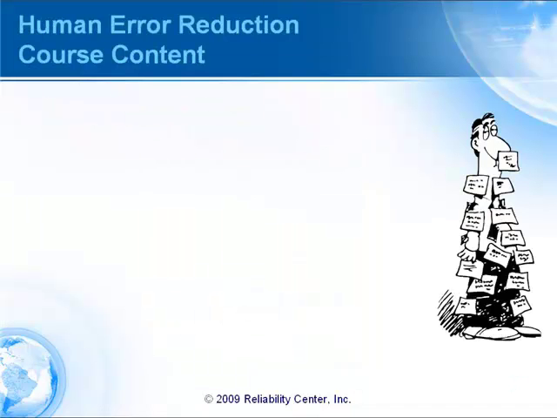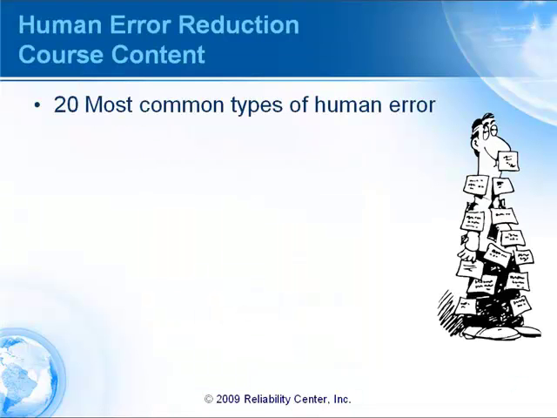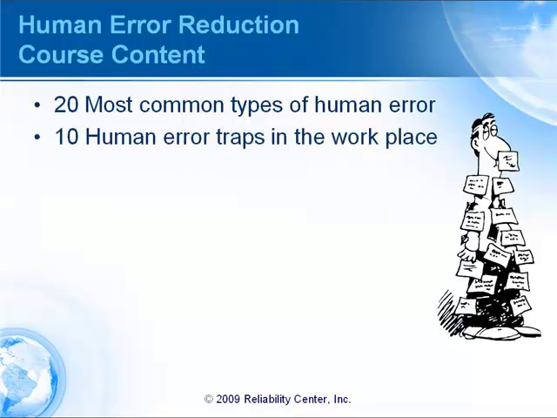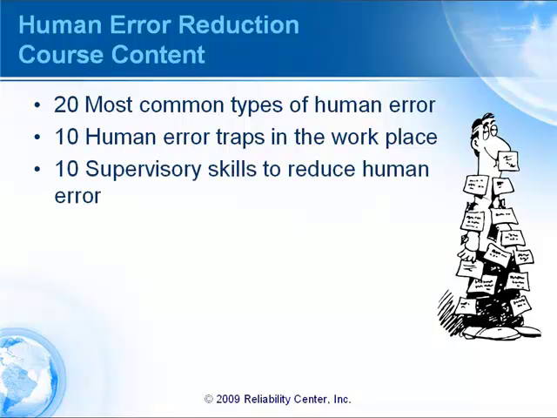How about our course content? First, there's the 20 most common types of human error. We'll tell you about each and every one of those and how to combat them. We'll cover the 10 human error traps in the workplace and 10 supervisory skills to reduce human error, including field surveillance, review and verification, pre-job briefings, and communication and coordination.